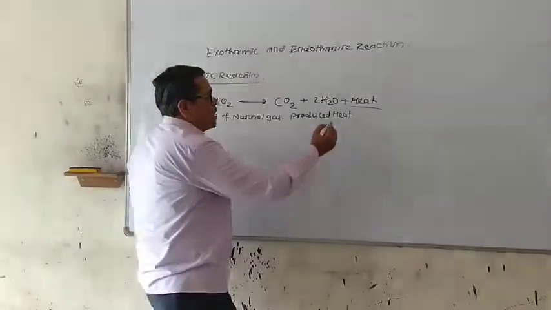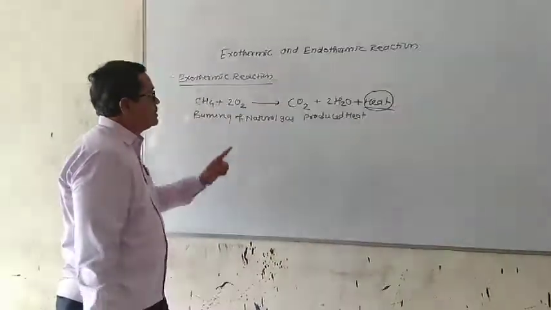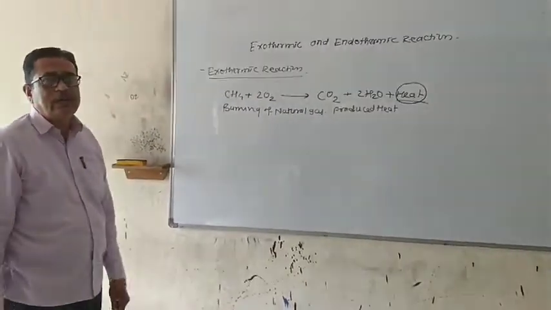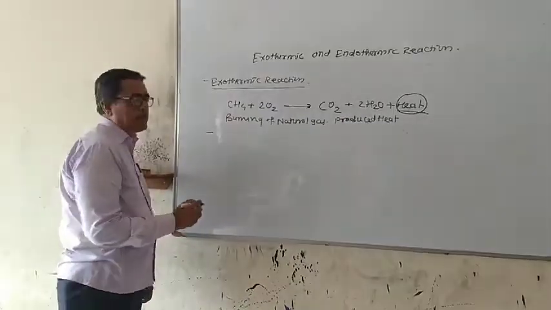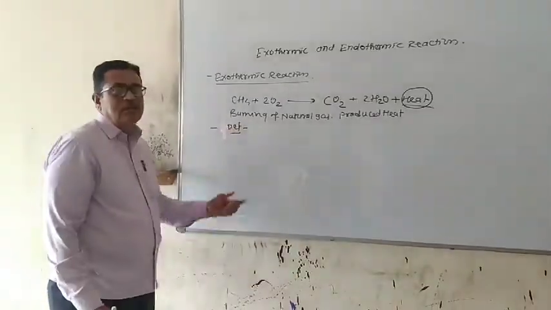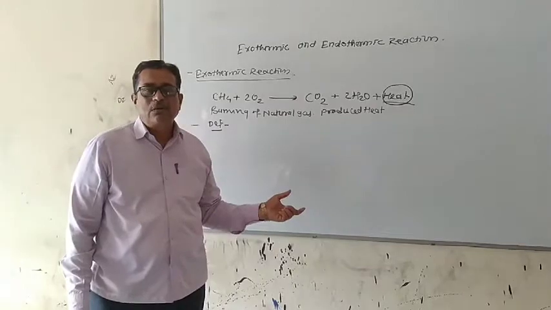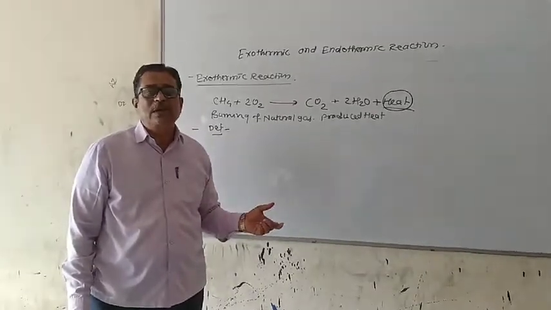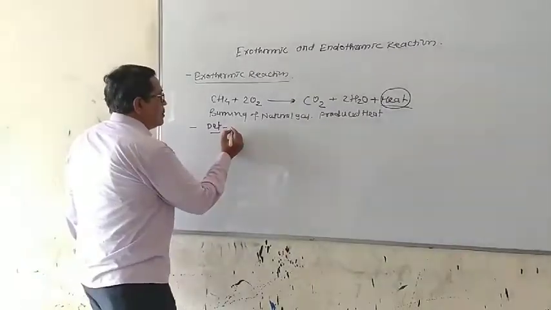Here heat is part of the product, and such a chemical reaction is called an exothermic reaction. What is the definition of an exothermic reaction? The chemical reaction in which heat is evolved or released from the chemical reaction is called an exothermic reaction.